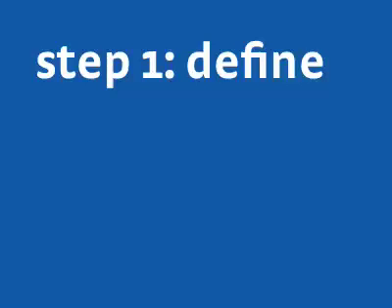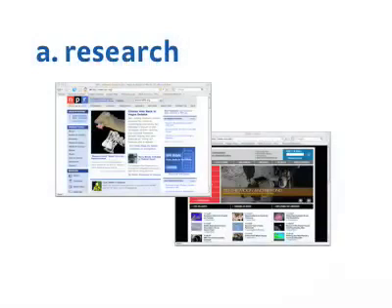Step 1 considers research, audience, site architecture, and gathering of content. Research websites that have relevant content or the same audience as your idea. Write down what is working well on these sites or what is not.